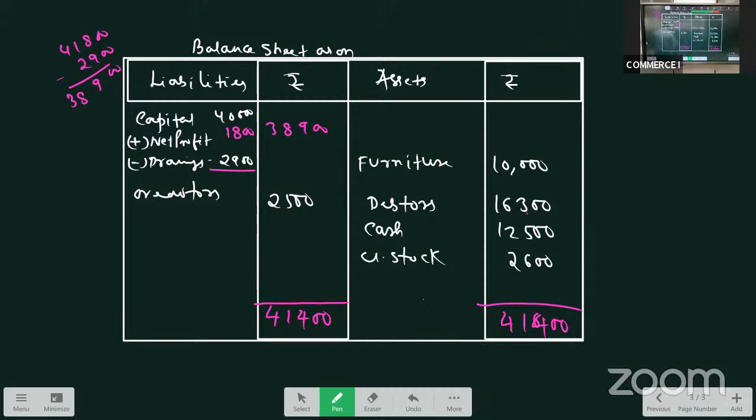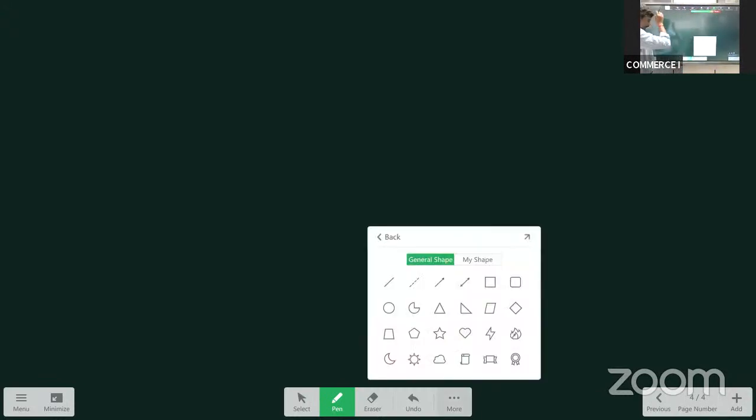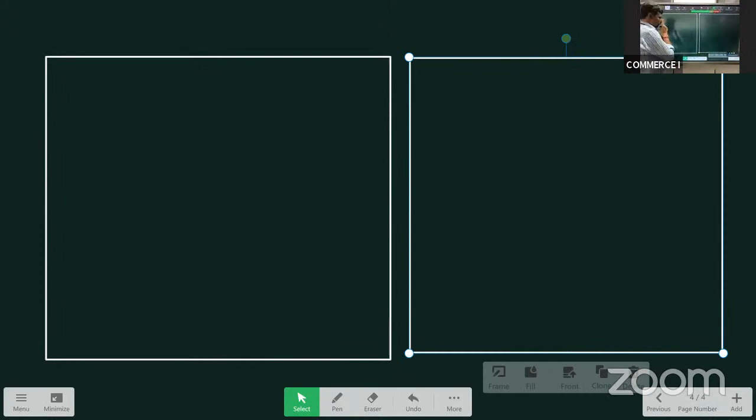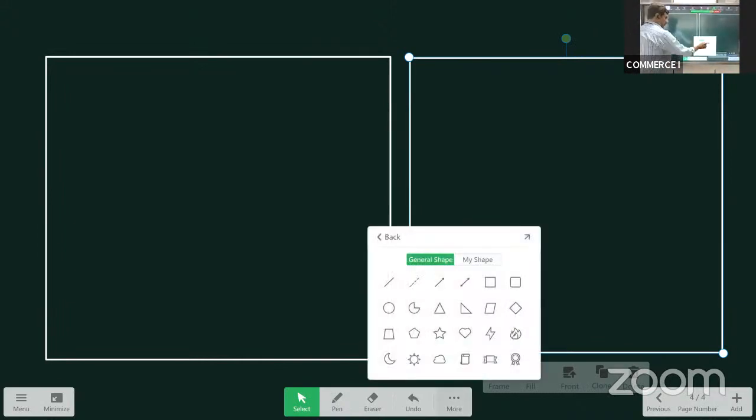Okay, so I'm taking the next question, page number 275, question number 15. From the following trial balances, prepare final accounts for the year ending on 31st March 2015. We'll follow the same procedure, preparing trading and P&L account first, then preparing the balance sheet. In the first step, I am preparing trading and P&L account.